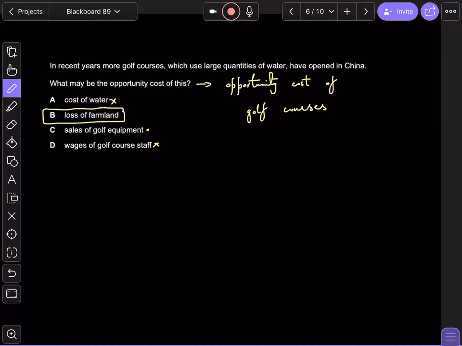Since you are developing golf courses, then that land where we have a golf course will not be utilized for farming. So the farming will be the opportunity cost, or should be the next best alternative for the land.